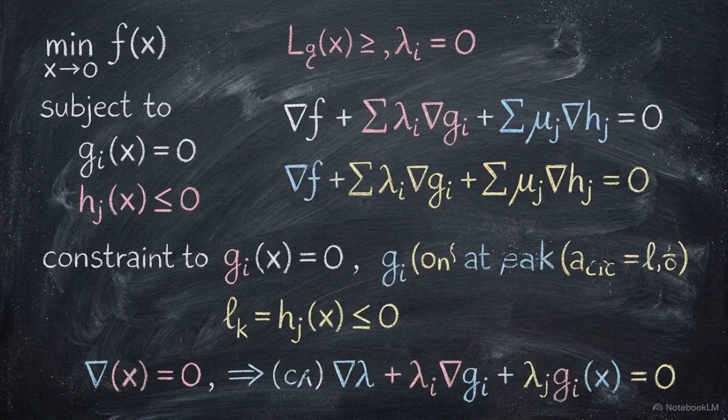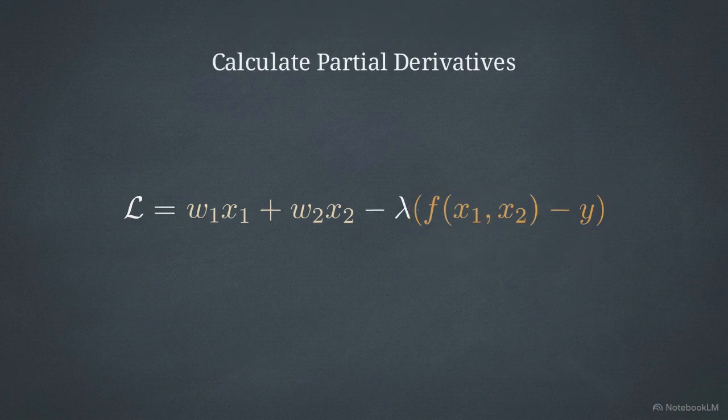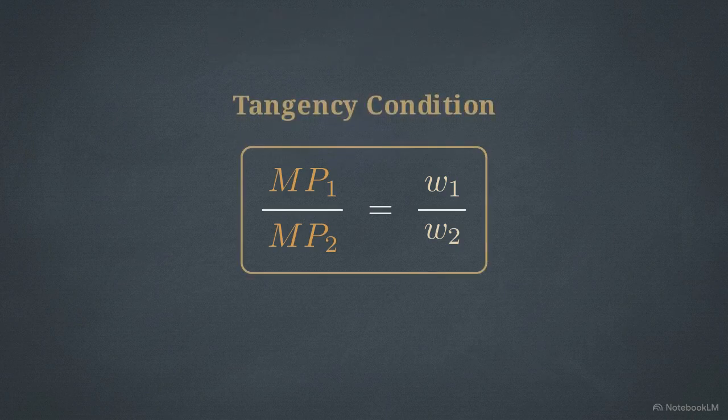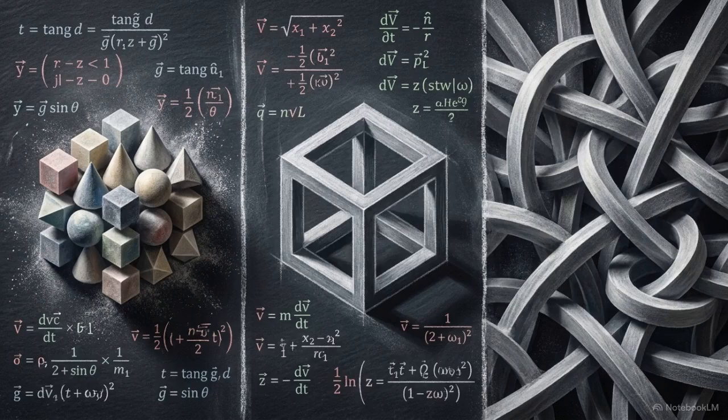We translate this visual tangency into mathematical form using constrained optimization. Using the Lagrange equation, we minimize the total cost of inputs while treating the production function as a strict constraint. Calculating the partial derivatives yields our tangency condition. The ratio of the marginal products must equal the ratio of the factor prices. By solving this for every possible output level, we derive the firm's overarching cost function. The returns to scale determine whether these average costs fall, remain constant, or rise as production grows.